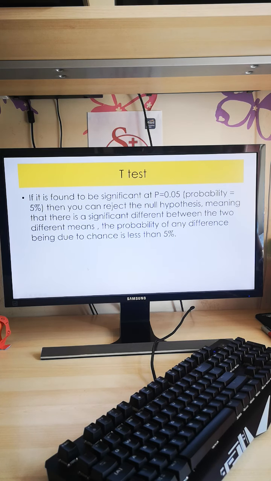Okay, so if it is found to be significant at a probability level of 0.05, so 5%, then you can reject that null hypothesis because you are certain that there is a significant difference between your two means. And another way of saying that there is a significant difference is you can say that the probability that any difference being due to chance is less than 5%.